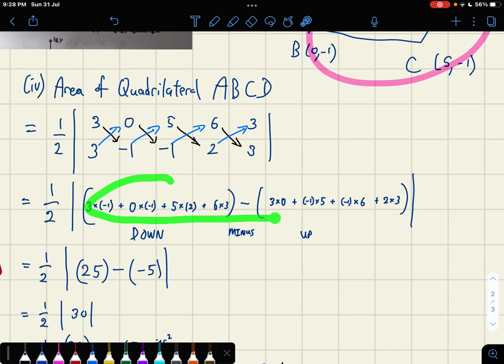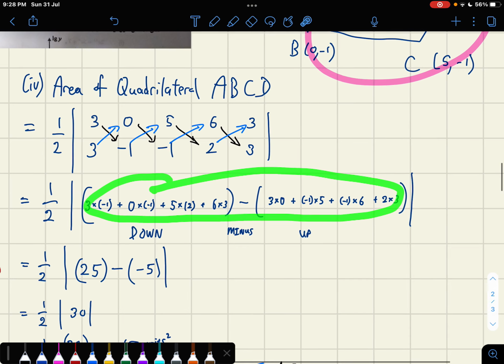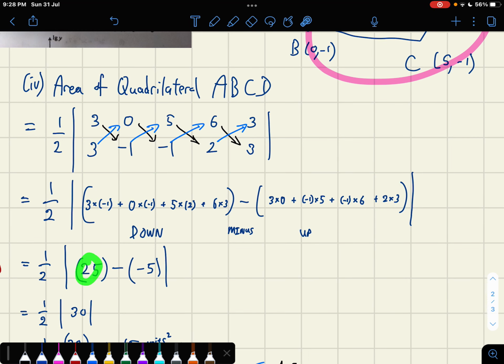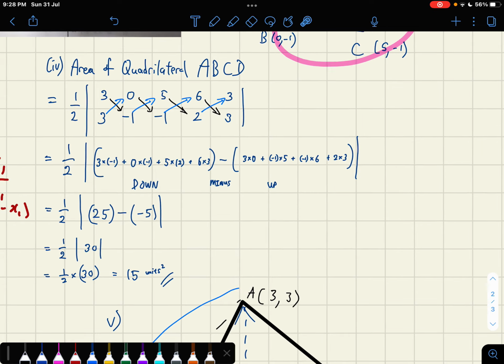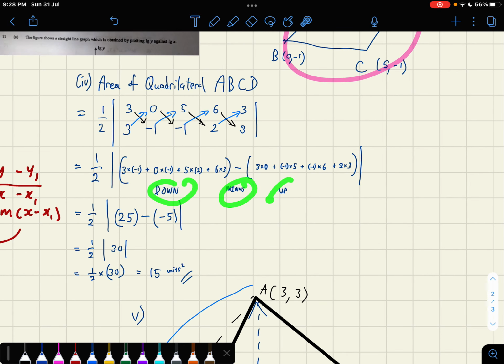Now you can just type this entire thing in a calculator, maybe part by part. I get 25 minus negative 5, within the modulus. So now it becomes 25 plus 5, which is 30. Take the modulus. Luckily, it's still positive, so you don't need to care about the modulus. It just remains positive 30. So a half times 30 becomes 15 units squared. That's how you find the area using the shoelace formula. It's just down minus up.